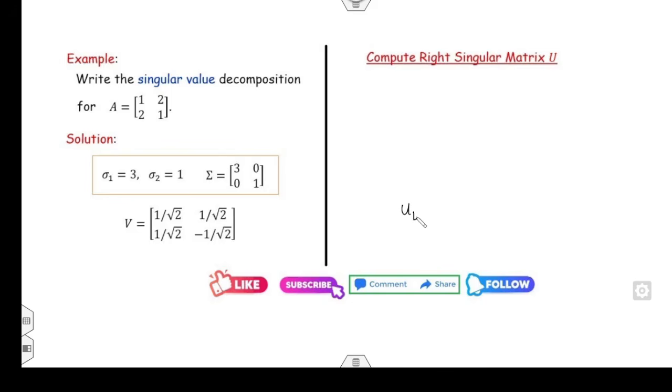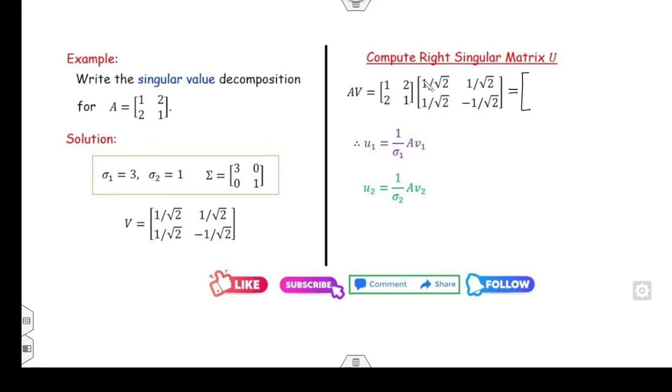So by using the definition, you can find U as 1/sigma_i times A times v_i. That means u1 and u2. For this case, we can compute the value of A into V firstly. What is my A? (1, 2; 2, 1). What is my V? V we have computed. So I can write A into V. So what is the answer? If you multiply them, 1 plus 2 is 3/√2, 2 plus 1, 3 divided by √2, 1 minus of -1/√2, 2 minus 1 is 1/√2.